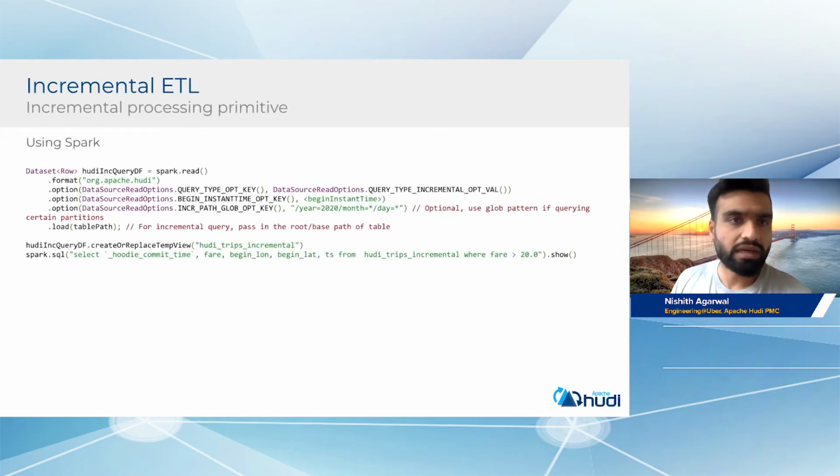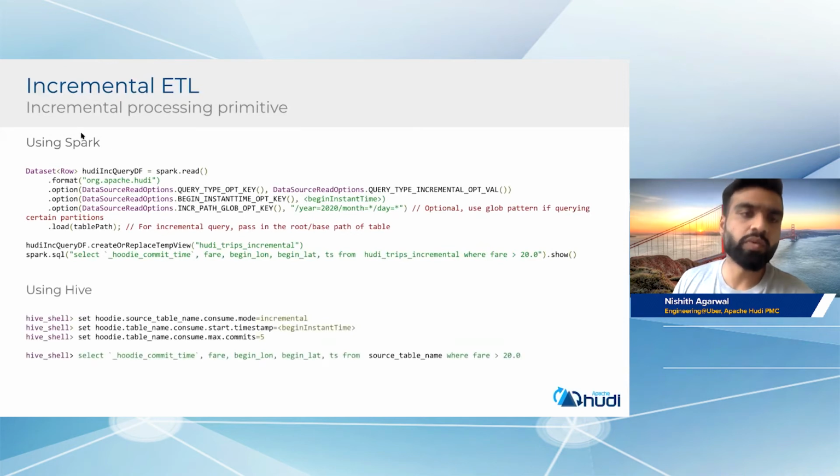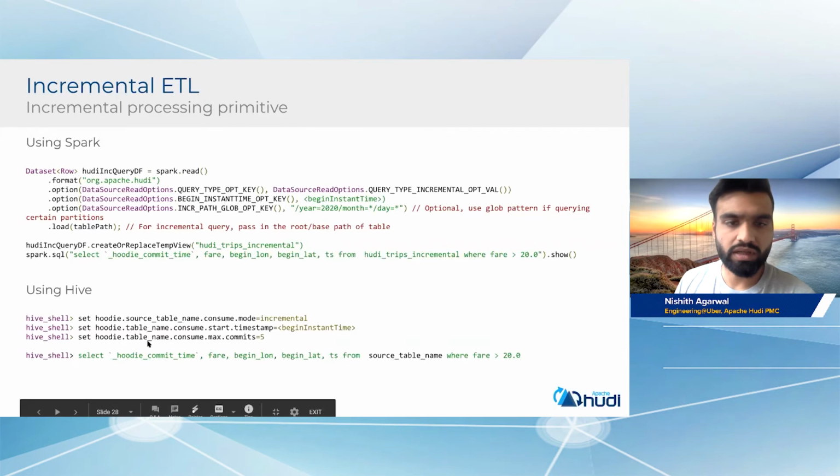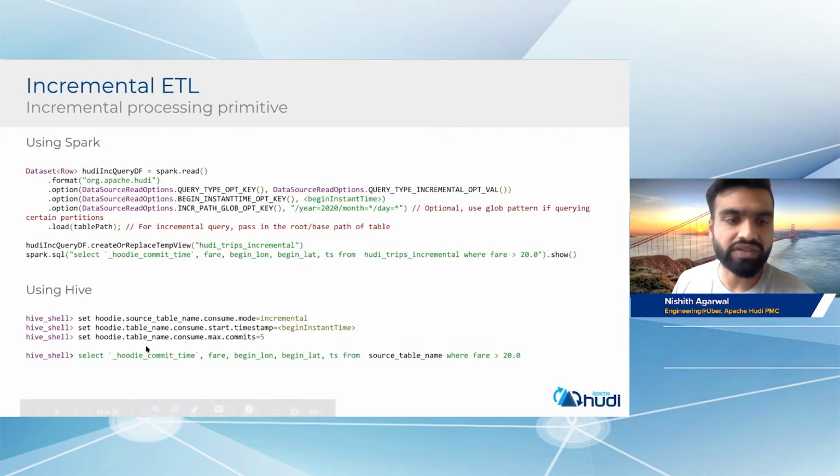I talked to you about incremental processing. These are two ways to use incremental processing in Spark and Hive. All you have to do is use the Spark data source, provide the format as Hoodie, and say that your query type is incremental, and that you want to consume all the events that happened on this table after a time, for example, begin instant time. Then you can get a data frame or data set, register it as a table, and run your favorite types of queries on it. A similar thing you can do in Hive, with Hive semantics and primitives.